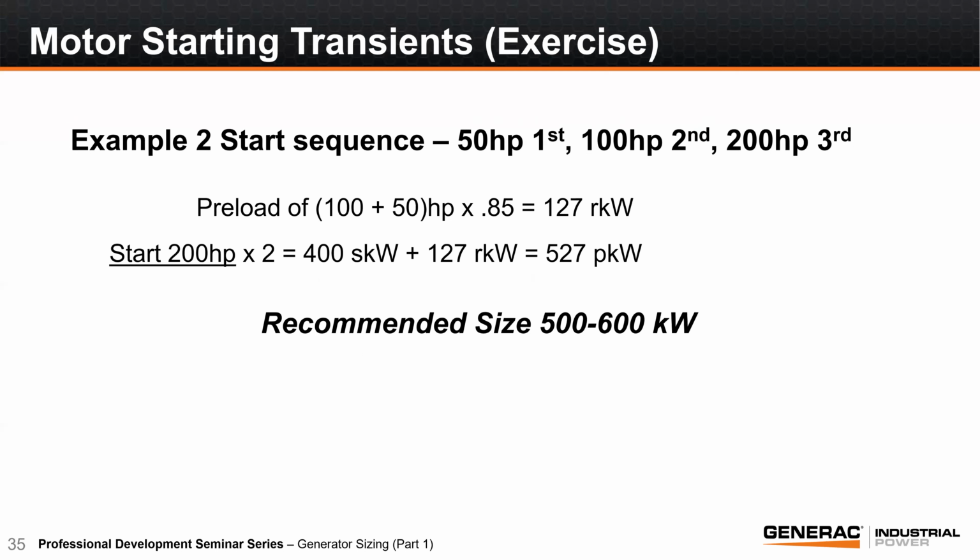So we would assume that we would need a generator somewhere between 500 and 600 kW for this particular scenario. We could probably get away with 500 kilowatts just because our multiplier of 2 is a bit conservative and gives us a little bit of a buffer.